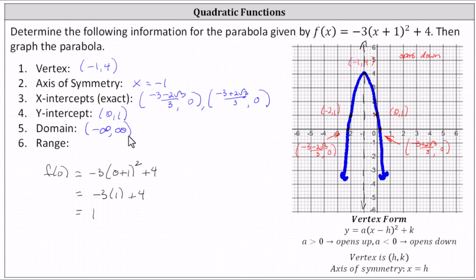The range is the set of all possible outputs, and because the vertex is the point negative 1, 4, and the parabola opens down, notice the y values or function values approach negative infinity. The range is the interval from negative infinity to the y value of the vertex, which is 4, and the range includes 4, and therefore we use a square bracket to the right of 4.